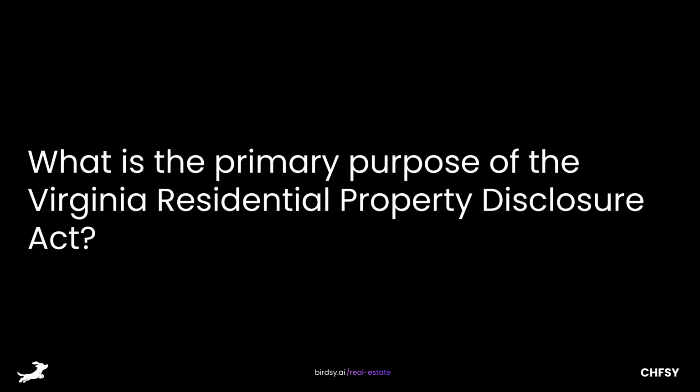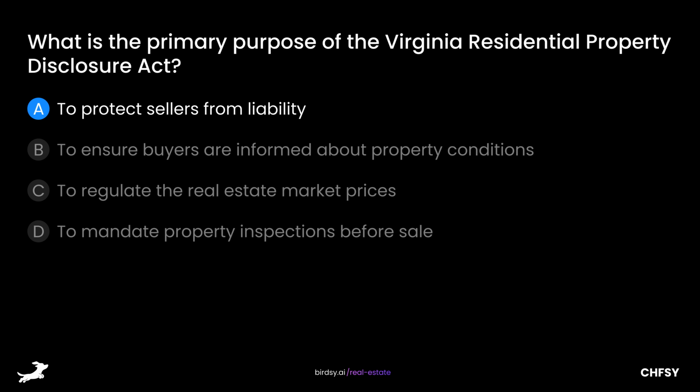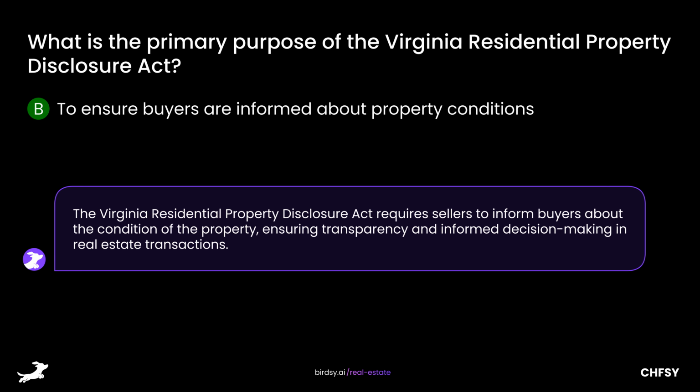What is the primary purpose of the Virginia Residential Property Disclosure Act? Is it A, to protect sellers from liability, B, to ensure buyers are informed about property conditions, C, to regulate the real estate market prices, or D, to mandate property inspections before sale? The answer is B, to ensure buyers are informed about property conditions. The Virginia Residential Property Disclosure Act requires sellers to inform buyers about the condition of the property, ensuring transparency and informed decision-making in real estate transactions.